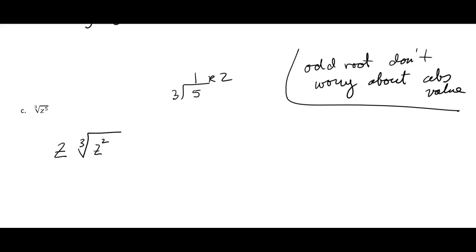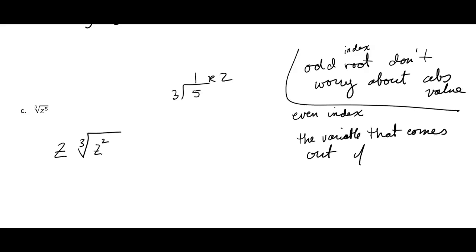So that's one thing you look at. You see if the root is odd or even. If the root, and by that I mean the index, so we can say index. If you have an odd index, don't worry about absolute value. If you have an even index, then the variable that comes out, if it has an odd exponent, then you need absolute value.